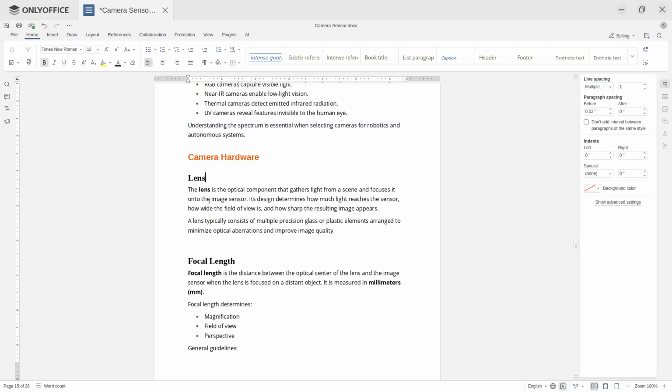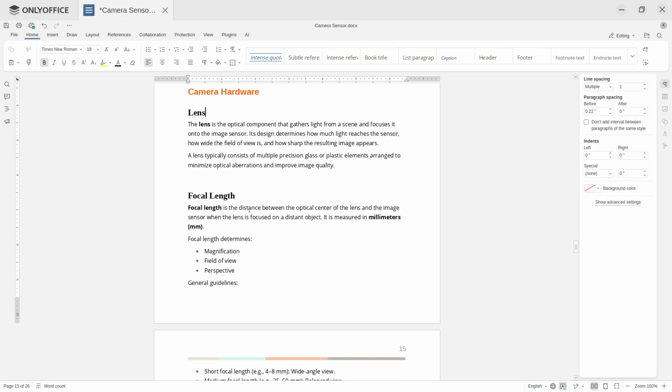Lens. The lens is an optical component that gathers light from a scene and focuses it onto the image sensor. Its design determines how much light reaches the sensor, how wide the field of view is, and how sharp the resulting image appears. A lens typically consists of multiple precision glass or plastic elements arranged to minimize optical aberrations and improve image quality.